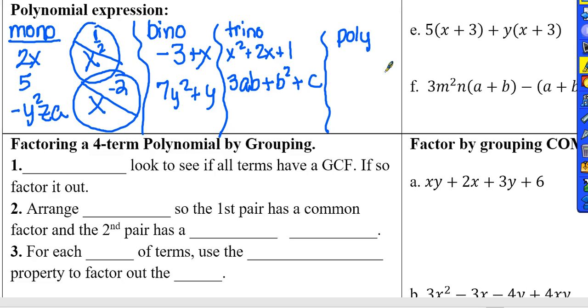All right, and then the last category is a polynomial. We don't call them anything else. Poly meaning, what's the prefix poly mean? Many or multiple. Okay, poly means many terms. A polynomial will have greater than or equal to 4 terms. It might have 5, it might have 25. Hopefully not. But a polynomial is just greater than or equal to 4 terms. And you'll start seeing cubes. So like x cubed plus x squared plus x minus 1. Okay, it's a polynomial.